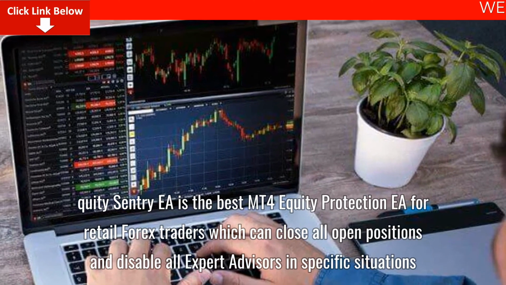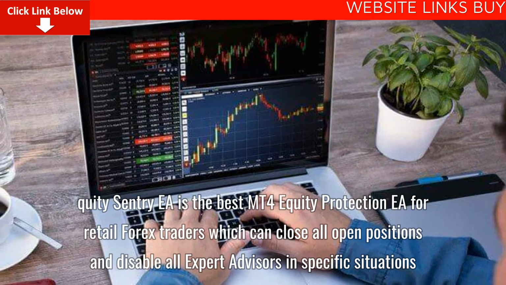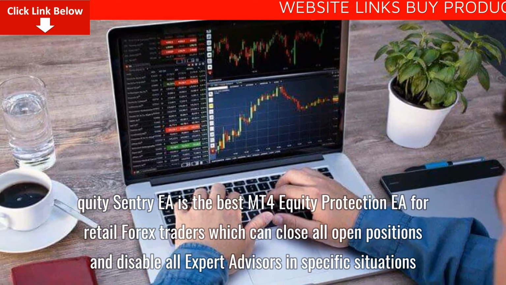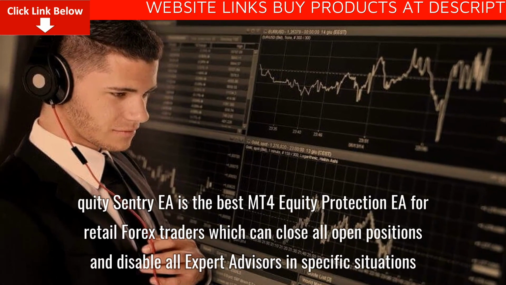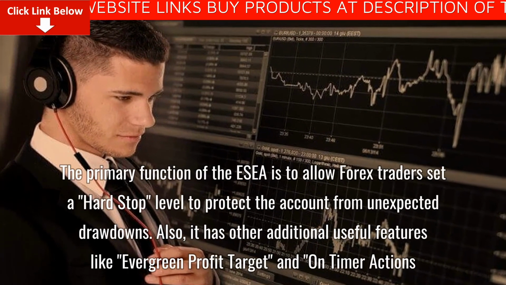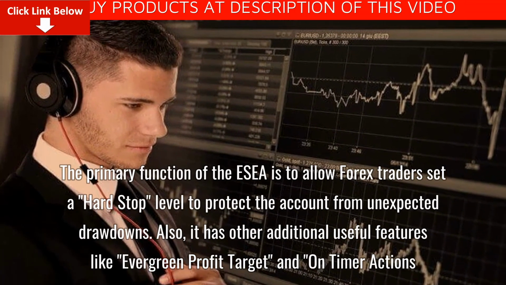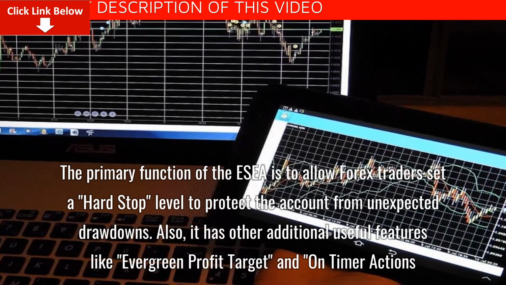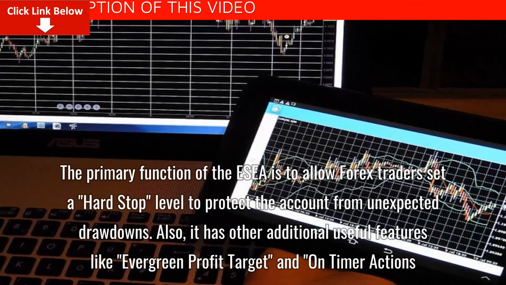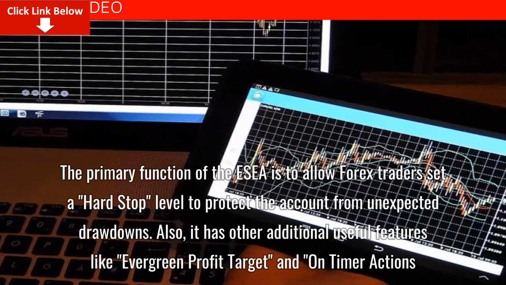Equity Sentry EA is the best MT4 Equity Protection EA for retail Forex traders, which can close all open positions and disable all expert advisors in specific situations. The primary function of the ESEA is to allow Forex traders to set a hard stop level to protect the account from unexpected drawdowns. Also, it has other additional useful features like Evergreen Profit Target and on-timer actions.